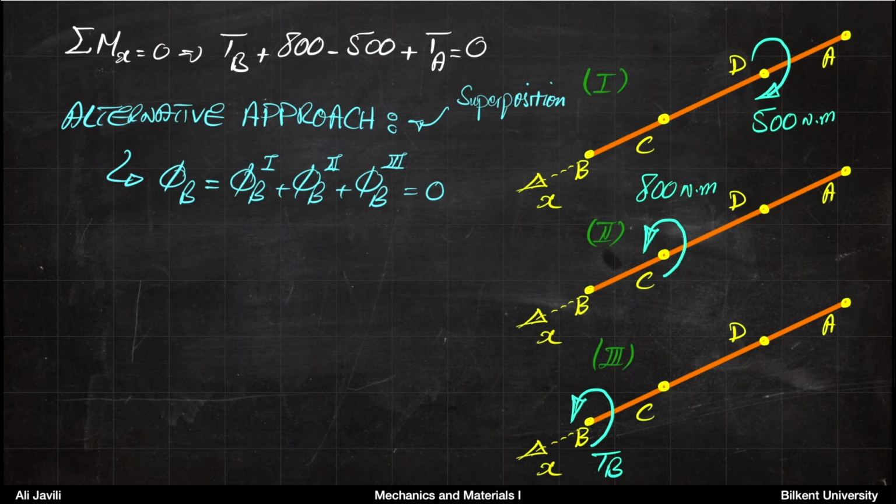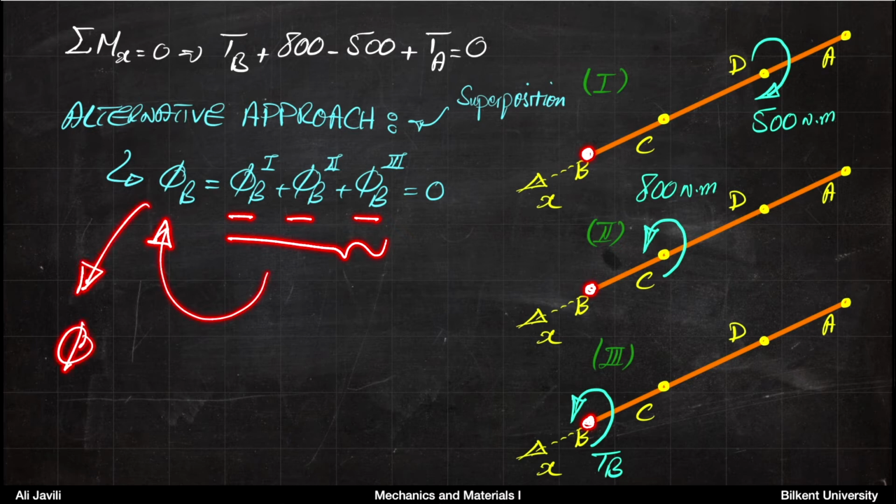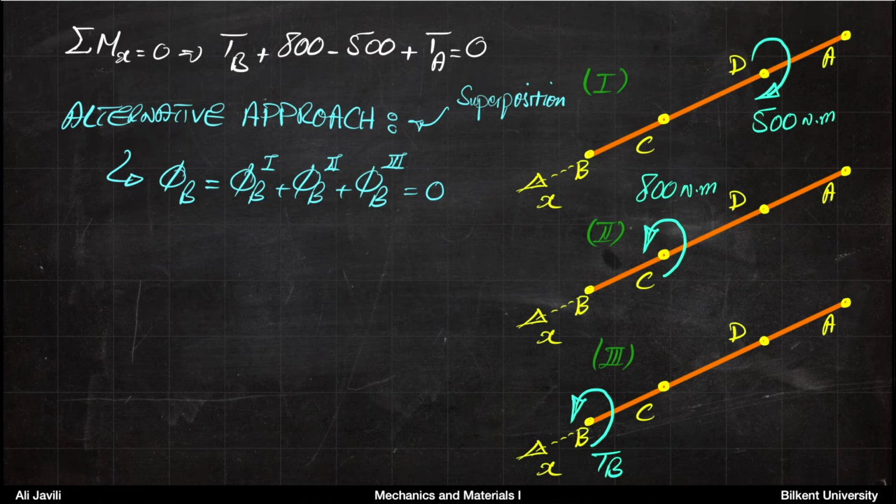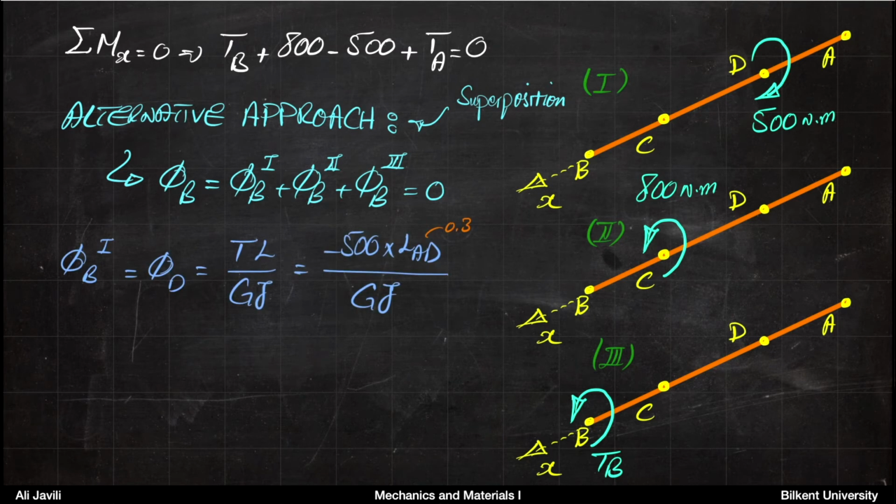And then calculate the angle of twist at B for each of those systems. So that would be phi B1, phi B2, phi B3, corresponding to system 1, 2, and 3 respectively. And then we know that the sum of them, which is the angle of twist at B, or the rotation of B with respect to A, it is 0. So you can do this. Now, if we do that for system 1, the angle of twist at B would be exactly the same as the angle of twist at D, because between B and D you have no additional torque, so you have no additional change of angle of twist.